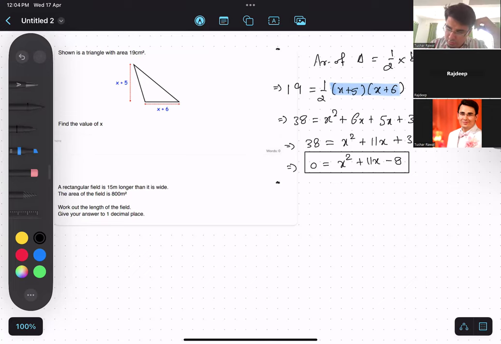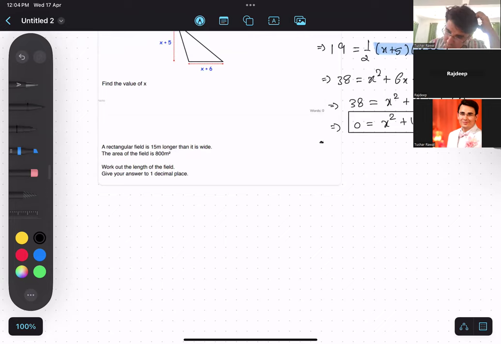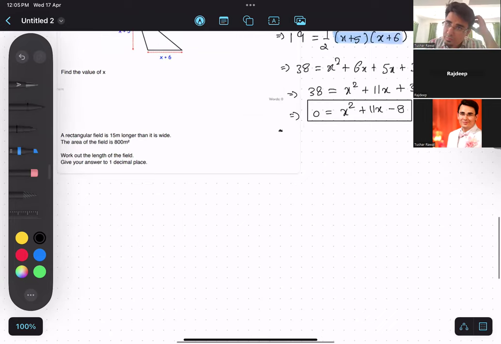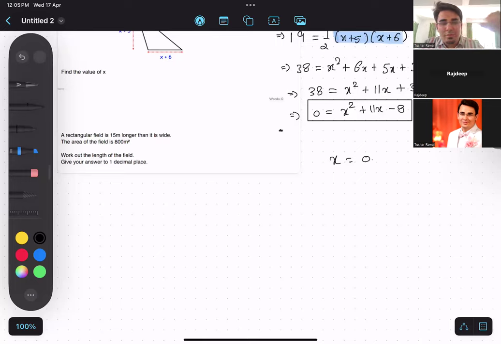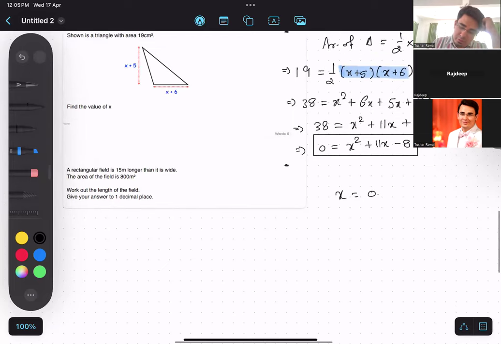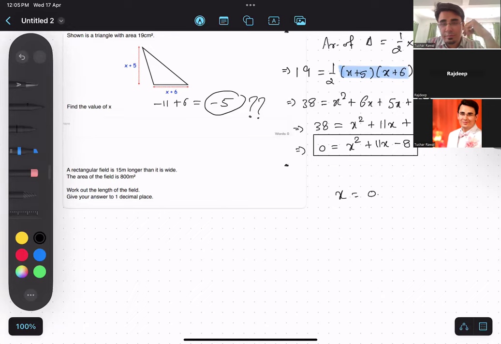So the x values are 0.68 and minus 11. Which one is acceptable? The negative x is not acceptable. How is it possible? The value of a side is negative. If I put negative 11 plus 6, it will give me negative 5. Is it possible? No. So we will only take the positive value.